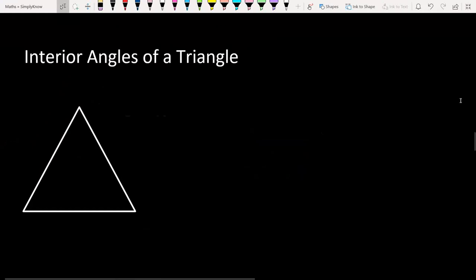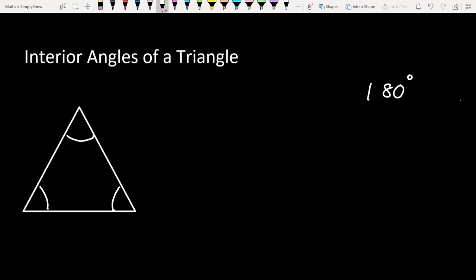In this video, I'm going to talk about interior angles of a triangle. What are interior angles? Interior angles are the angles inside a triangle. So we have three interior angles inside a triangle. When we add these three interior angles, we get 180 degrees.